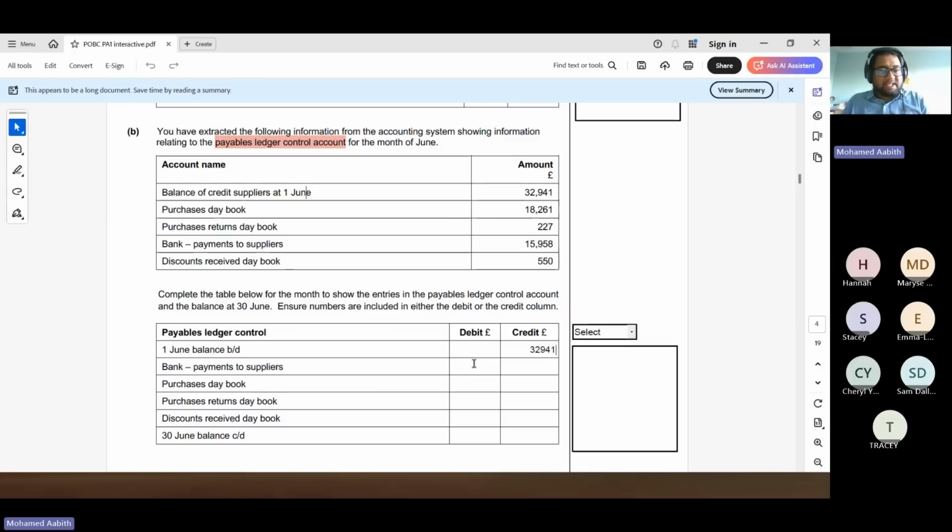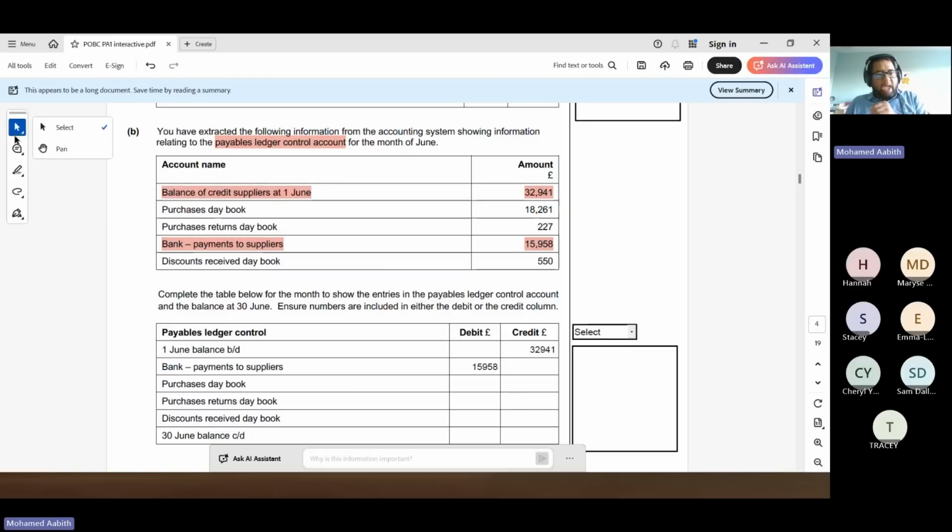That means PLCA, or the payable ledger control account, will be a debit entry, 18,261 here. And then the purchase day book. Hold on, this one is the wrong amount. The bank payment is 15,958. See, you have to check it. I'm going to do this by highlighting this one quickly. So that means I have done that balance, and also I have done that balance. Now let's look at the next one.